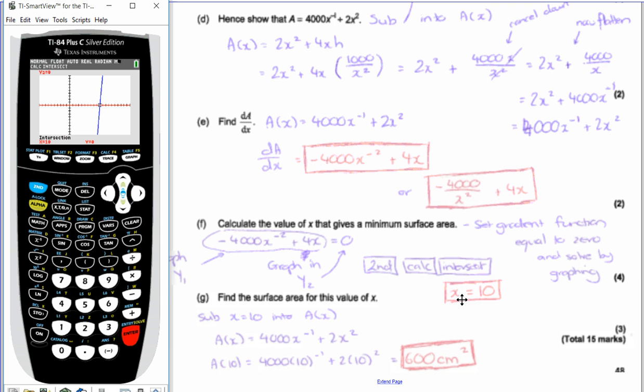And now you're just asked to find the surface area for this value of x. So now you're just going to sub x equals 10 into A of x. And A of x is this thing here. So go 4,000, x to the -1 plus 2x squared. That's this. So go 4,000, 10 to the -1 plus 2 times 10 squared equals 600 centimeters squared. Yay.